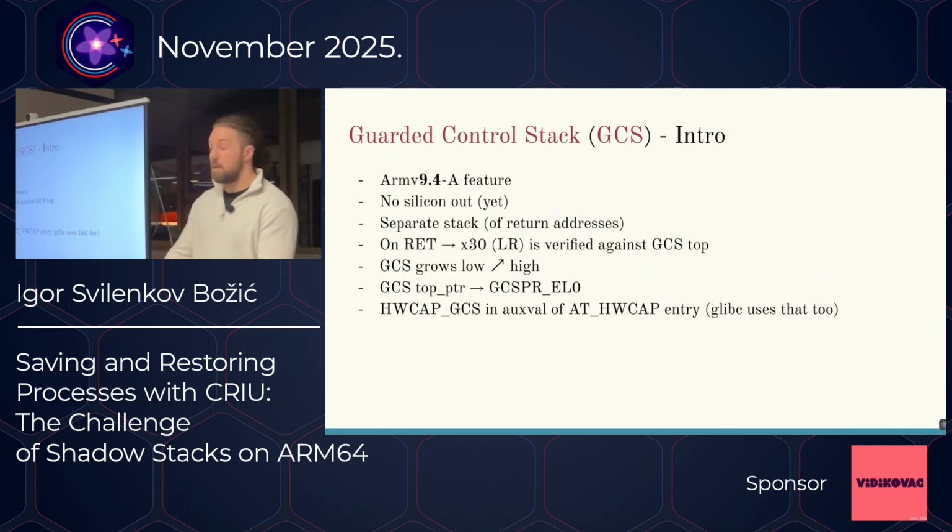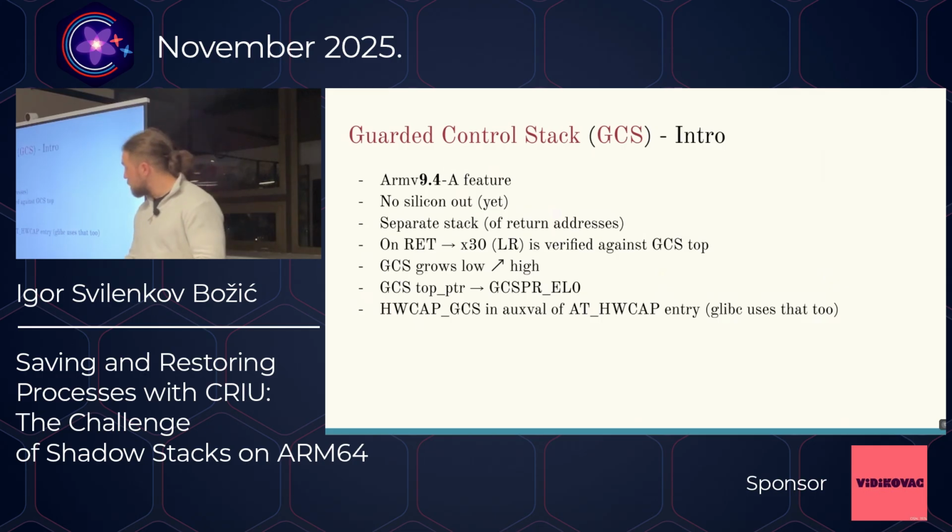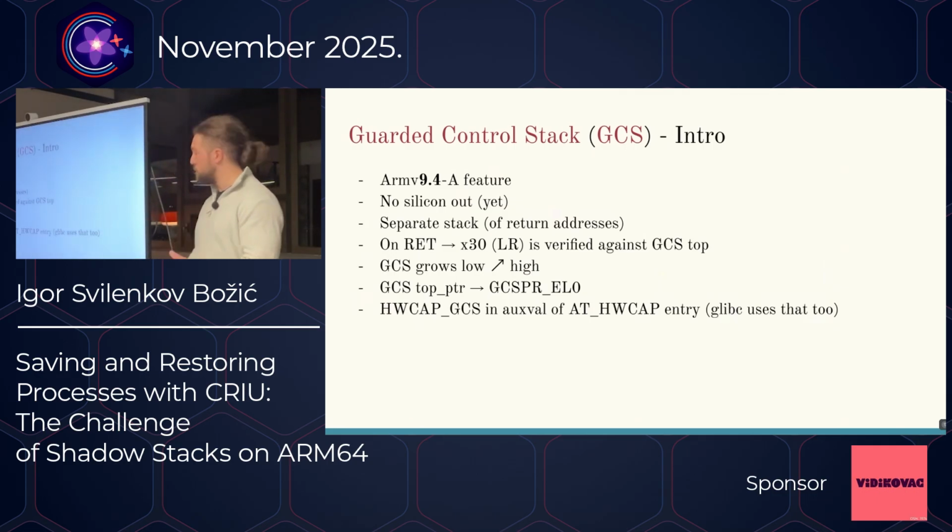And GCS is just an array of return addresses, and this really messed up my brain, because at first I thought it was just a clone. It was called Shadow Stack. I thought it was just a clone of the regular stack, and it cloned everything, and it grows in the same direction, but it doesn't.